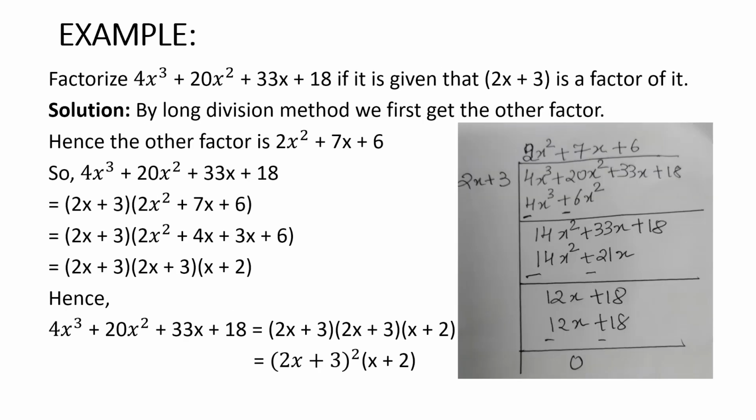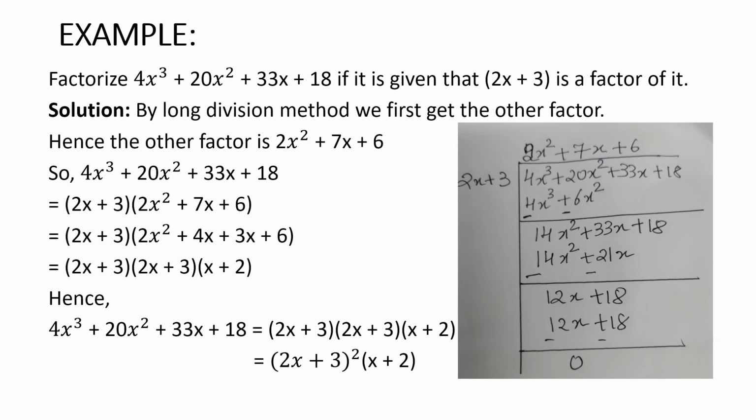Next example. Factorize 4x cube plus 20x square plus 33x plus 18 if it is given that 2x plus 3 is a factor of it. So again over here, first, since one of the factors is given, we can use the long division method. So 4x cube plus 20x square plus 33x plus 18 when divided by 2x plus 3, you can see first term from 2x you want 4x cube. So multiply by 2x square. So you get 14x square, bring the other terms down, plus 33x plus 18.